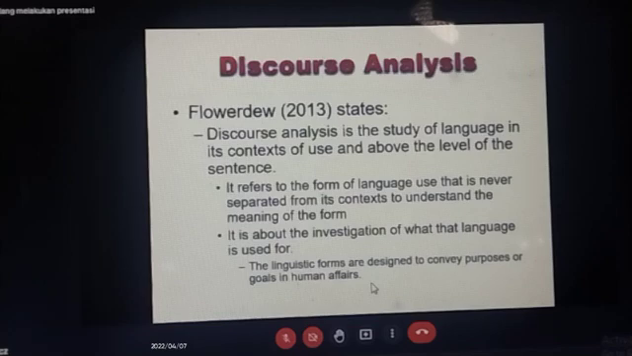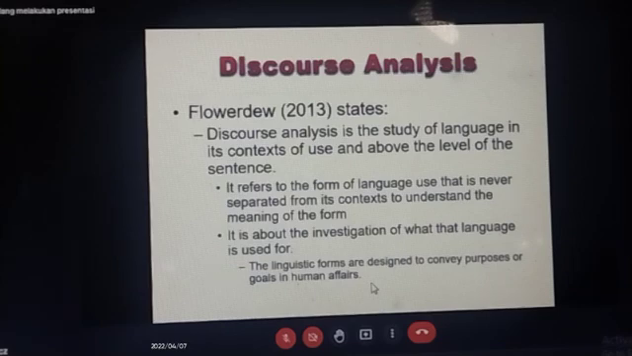If you define discourse as language in use, then the definition of discourse analysis is the analysis of language in use. If you define discourse as language and its context, then discourse analysis is the analysis of language and its context. If you have a different definition of discourse, such as language beyond the sentence, then discourse analysis can be the analysis of language beyond the sentence. There are many things you can use to define discourse analysis.